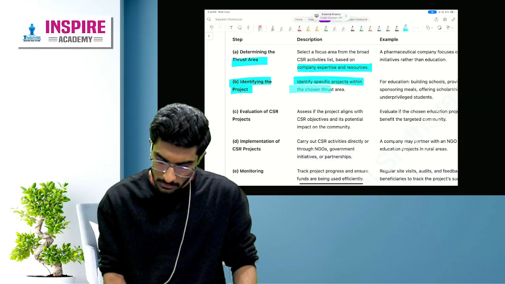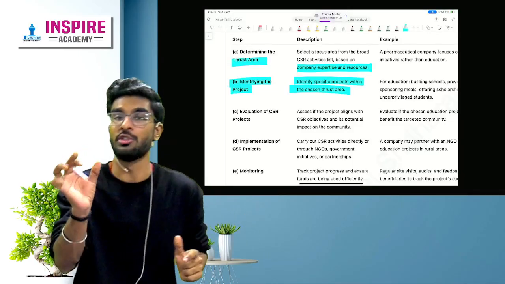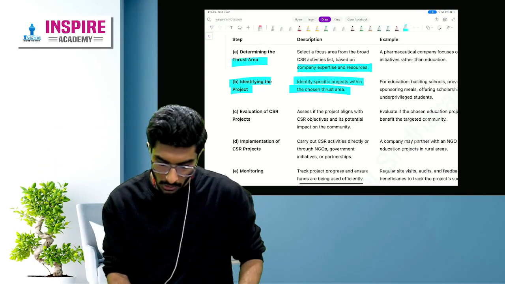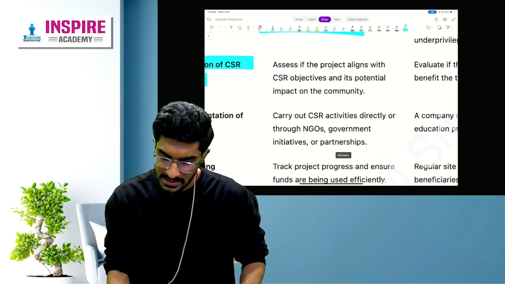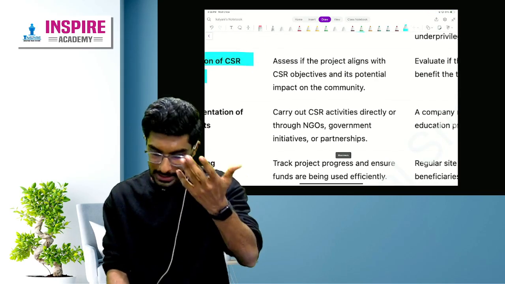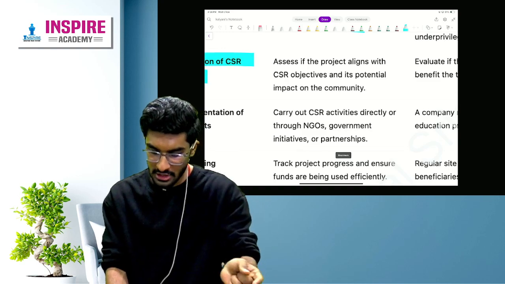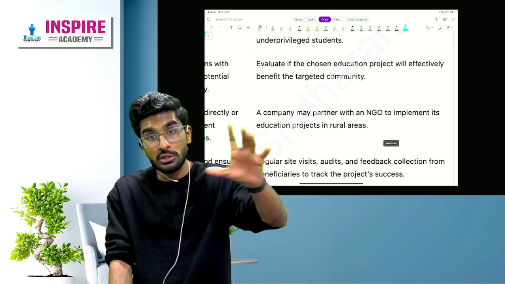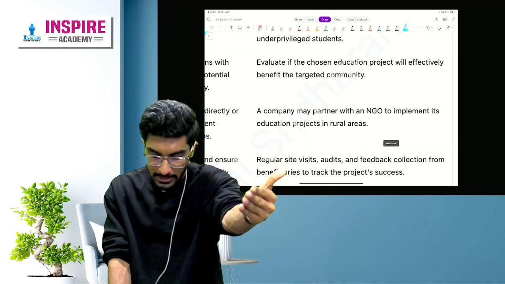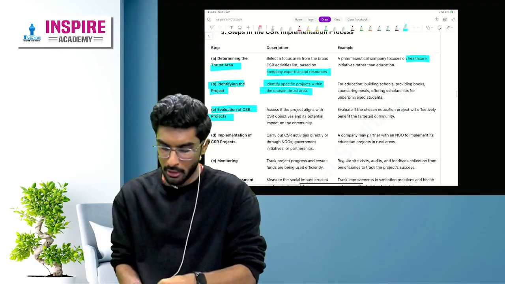So you have to decide which project you want to identify. Number 1, you have to identify the thrust area. Number 2, you have to identify the project. Number 3, now you will evaluate the CSR project. You will assess if the project aligns with these CSR objectives and the potential impact on the community. Example, evaluate if the chosen education project will effectively benefit the targeted community or not.